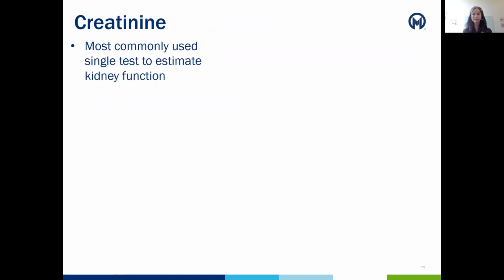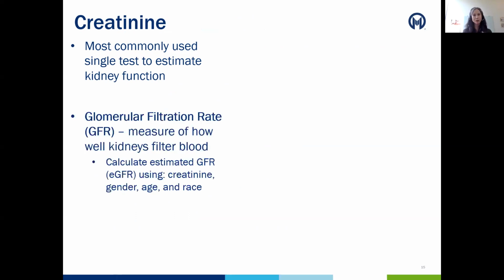With creatinine, it's typically the most emphasized single kidney function test in clinical practice. And I briefly mentioned earlier the term glomerular filtration rate, or GFR, which really measures how well your kidneys are functioning and filtering your blood as they should be. And the way that we calculate a GFR, or estimated GFR, based on your BMP or your CMP, is we take into consideration your creatinine level, gender, age, and race.